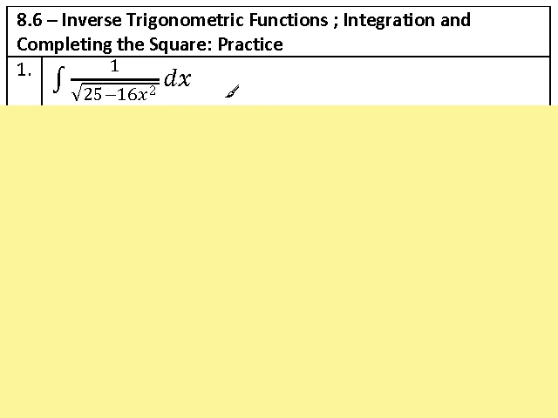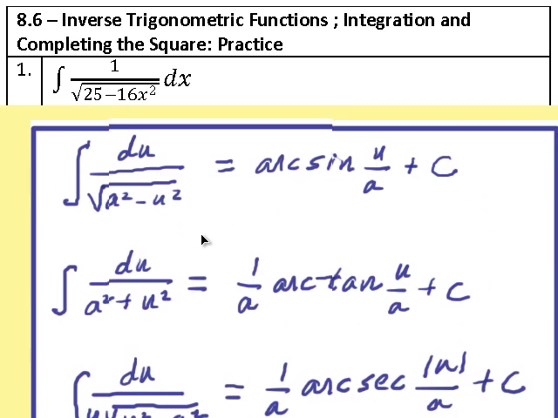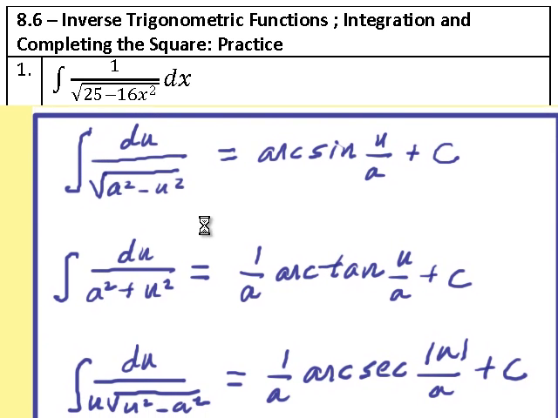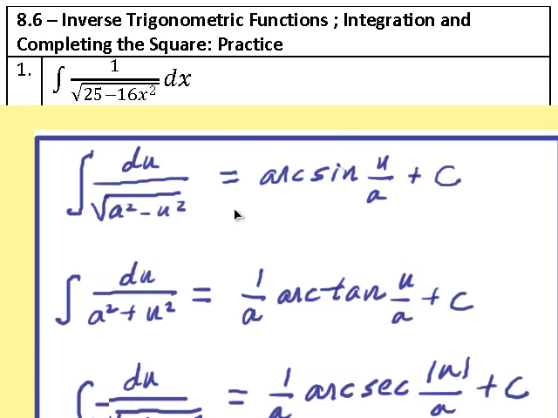So let's look at this first integral and compare it to those three forms once again. Here we have the three forms, and this one looks the most like this first form. In this case we have 25 is a squared, so a would be 5, and u squared is 16x squared.